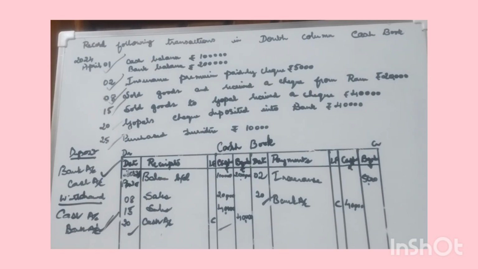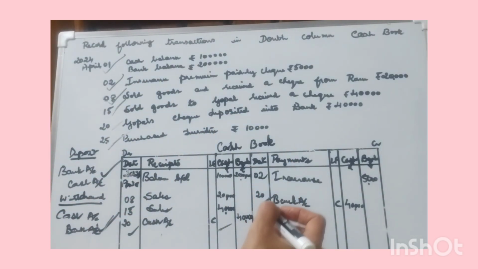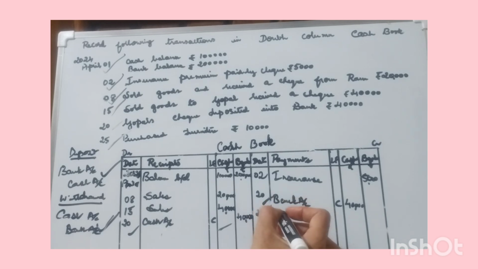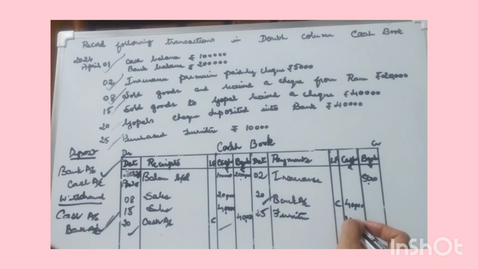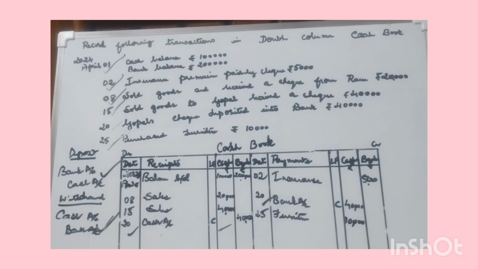So finally, 25th, purchased furniture. The firm has made a purchase of furniture. So for purchasing the furniture, what is paid? Cash is paid. So it is a cash purchase transaction. So it has to be credited with 10,000 on the cash column. So these are the entries that have to be made.